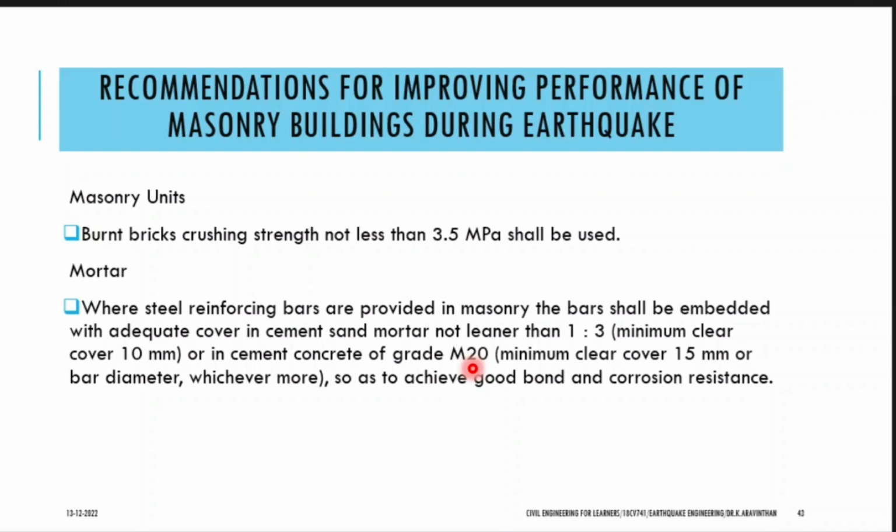So, in a similar way you should make the construction. For that, you should use a concrete of what grade? M20, not less than that. Minimum clear cover of 15 mm or diameter of bar, whichever is more. If you are using 12 mm diameter, you can provide 15 mm cover. If you are using 16 mm diameter, what should be your cover? 16 mm only. It should not go below 15 mm so as to achieve good bond and corrosion resistance. For these 3 bands, you should use M20 grade concrete.